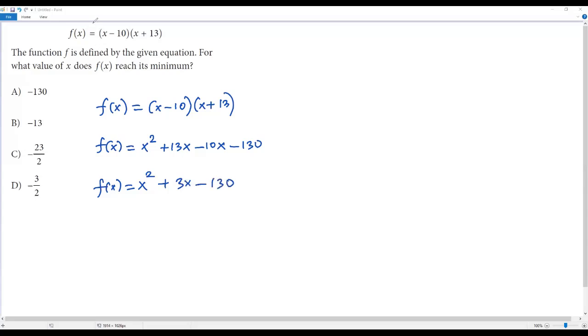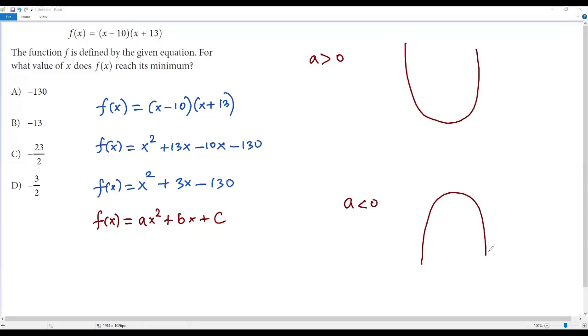Okay, now this quadratic function is in standard form, that is f of x equals ax² + bx + c. Whenever we have a quadratic function in this form, its graph will be a vertical parabola, and the parabola may open up or may open down. It depends on the value of a, which is the leading coefficient, that is the coefficient of x². If the value of a is greater than 0, then the parabola opens up. If the value of a is less than 0, then the parabola opens down.